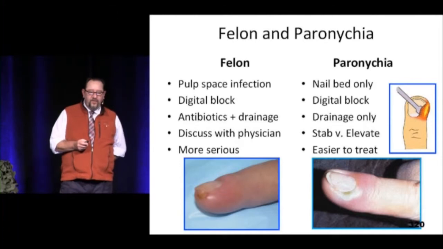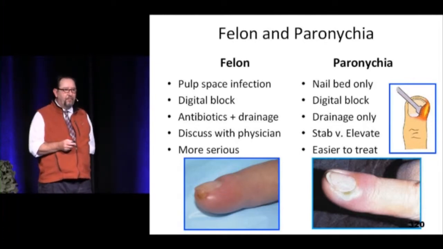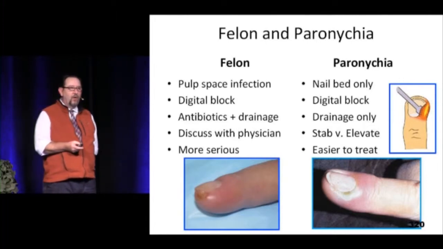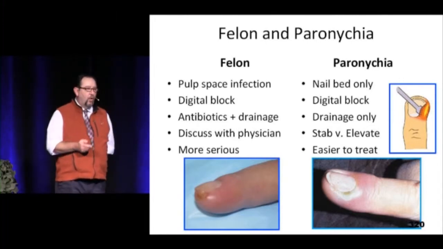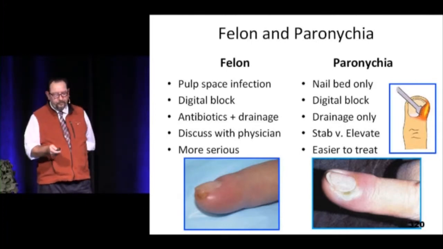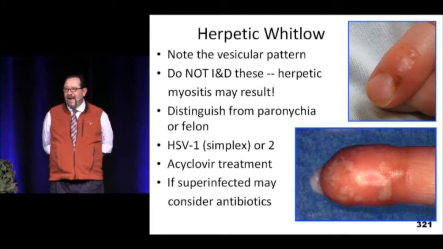So the felon is this more serious, complete pulp space infection at the distal fingertip. And here you see the paronychia being elevated, and you can drain them from along the nail plate as shown there, or if they're pointing clearly, you can just do a stab incision of them. Don't do a stab incision of this.